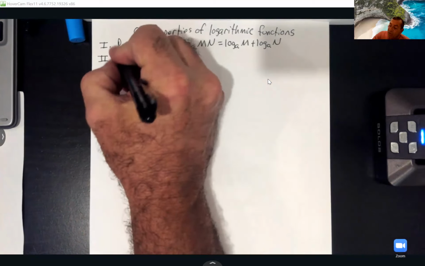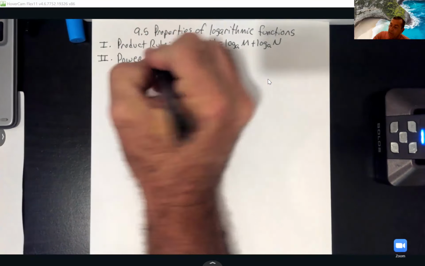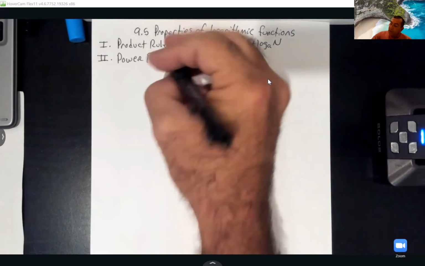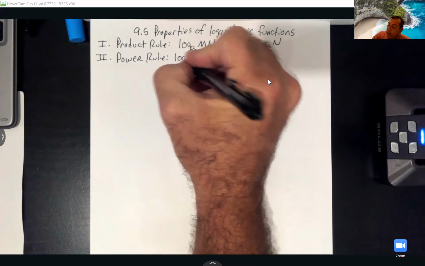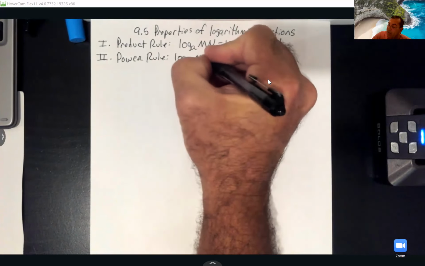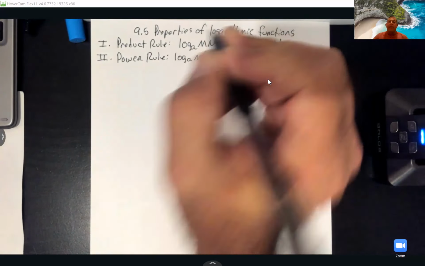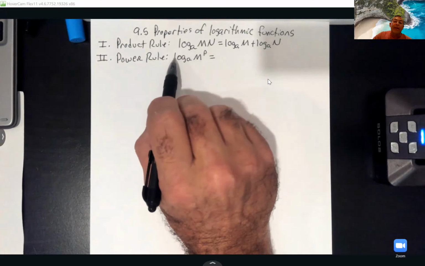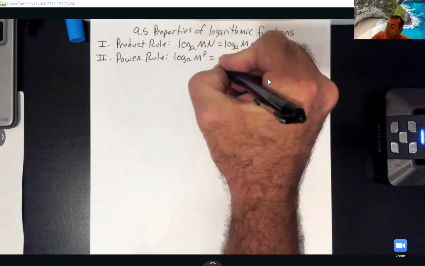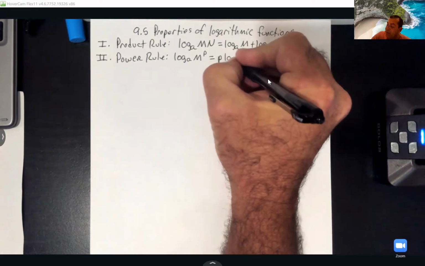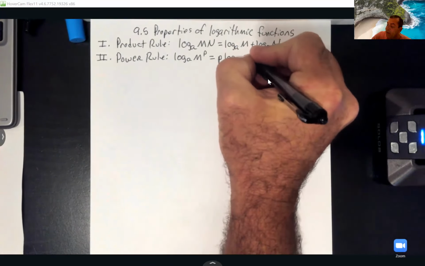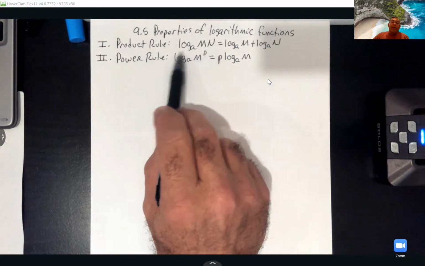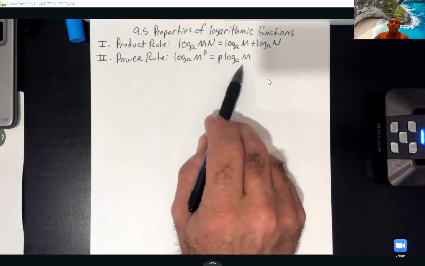Then we got the power rule. So the power rule tells me if I got a log base a of m to the p, this can be written as a product by bringing the p down to the front and having p times the log base a of m. So basically this power rule is just bringing the exponents down and writing it as the product.